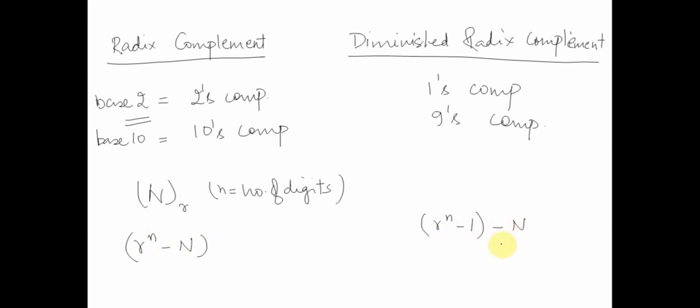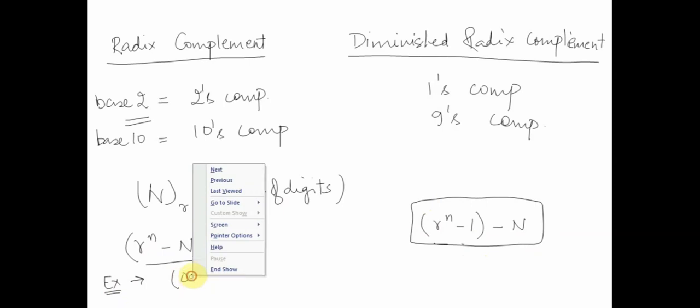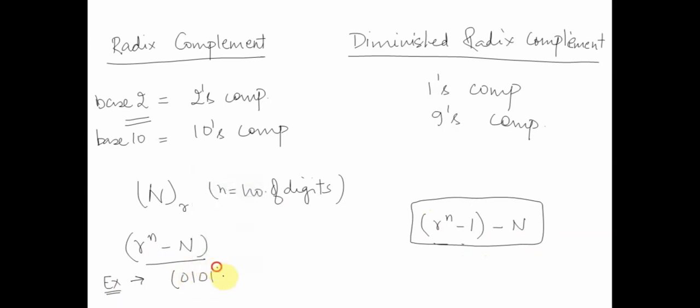For example, if we have to take an example over here, so that we understand this perfectly fine, let's take some time. Radix complement is r raised to power n minus N, whereas diminished radix complement is r raised to power n minus 1 minus N. Let's do it with an example. Let's assume we have a number, say 0101, to the base 2.